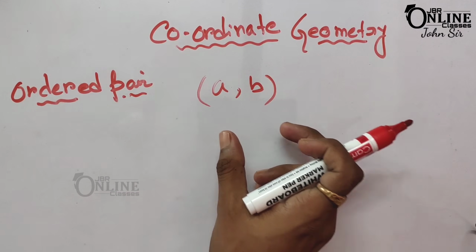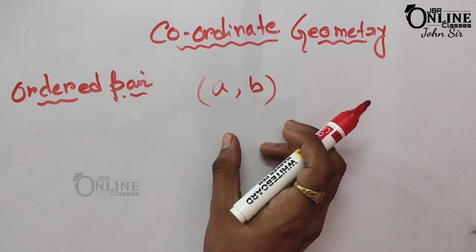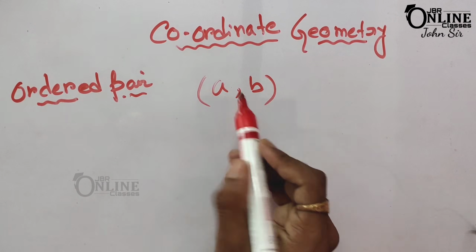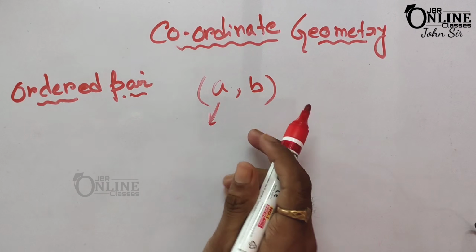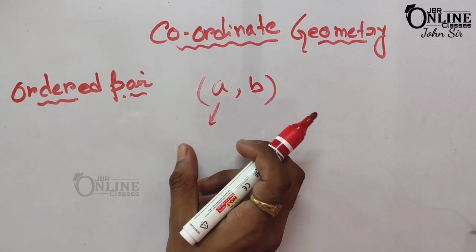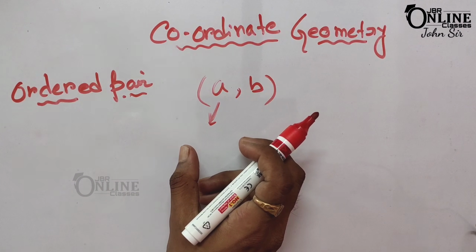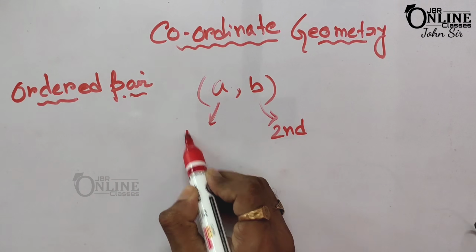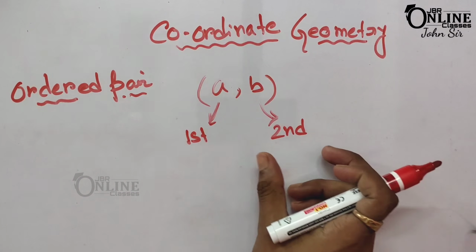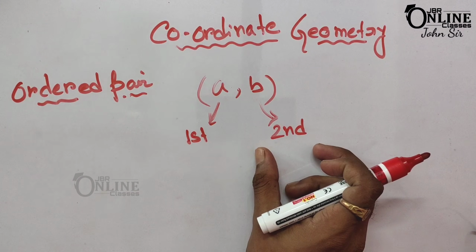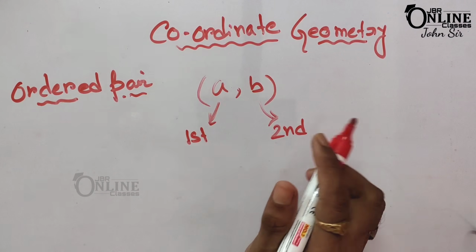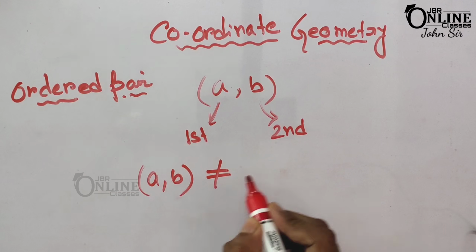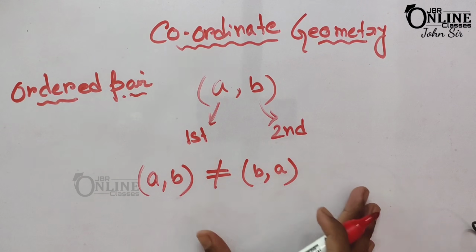An ordered pair is always written in first brackets, remember that. Here the first part of the ordered pair is called the first member or the first component, and the second part is called the second component. This one is the first component and this one is the second component. Now always remember that the ordered pair (A, B) is not equal to (B, A).